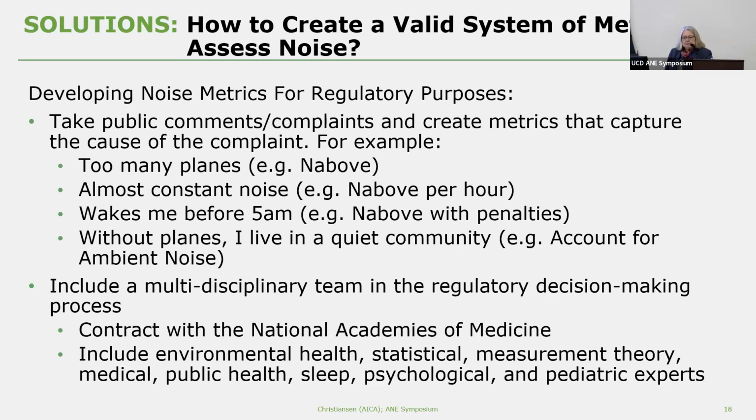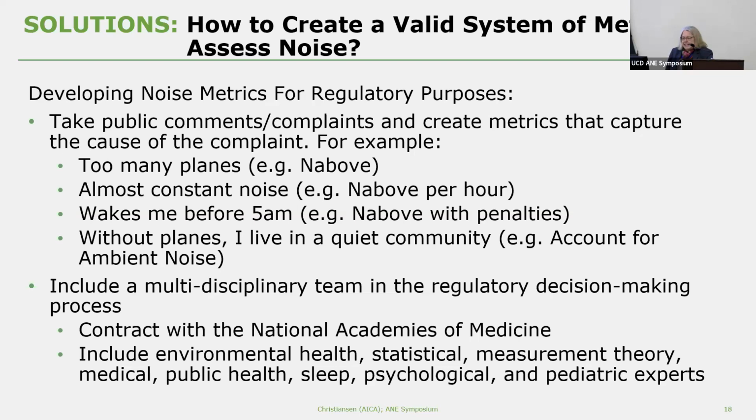For example, someone complains there's too many planes. Think about using N above. Someone complains about almost constant noise. Think about N above per hour. Someone says it wakes me up every day before 5 a.m. Think about using N above with penalties for early morning noise. Someone says without planes, I live in a quiet community. Think about accounting for ambient noise in the system of metrics.